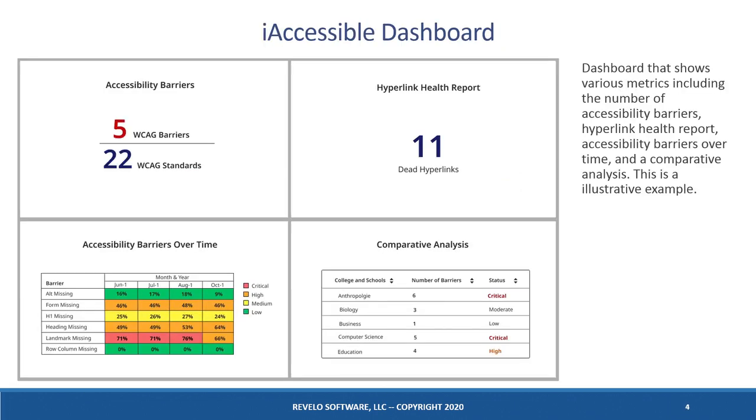But let's say the managers want to see a little bit more. We also have a dashboard that will identify the accessibility barriers, the hyperlinked health report, the accessibility barriers over time, and the comparative analysis. It gives them a little more in-depth knowledge of what's going on, right? So we know what dead hyperlinks are, the 401, 404, 405 errors, the things that drive us crazy. We click on a link, it takes us somewhere, and it's not where we wanted to go.